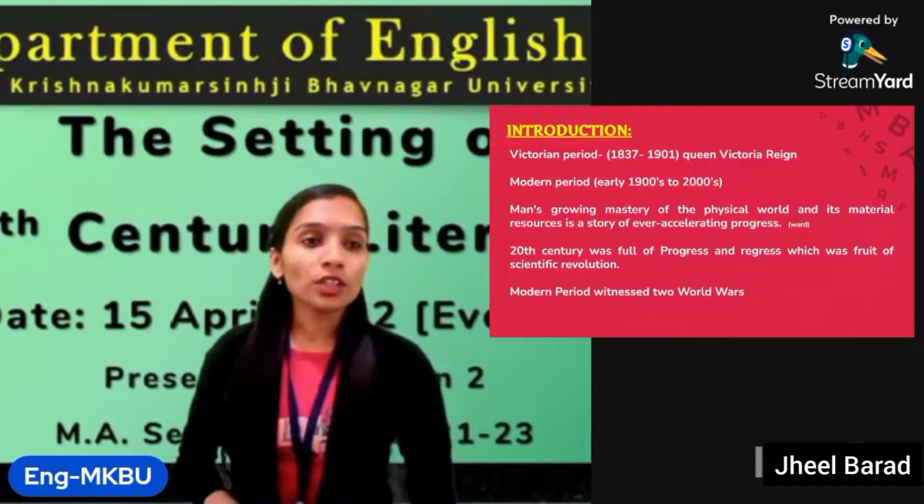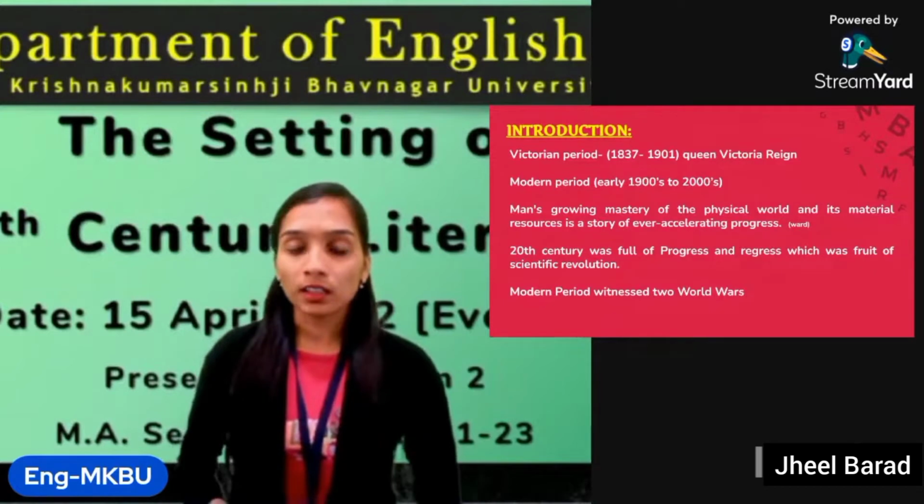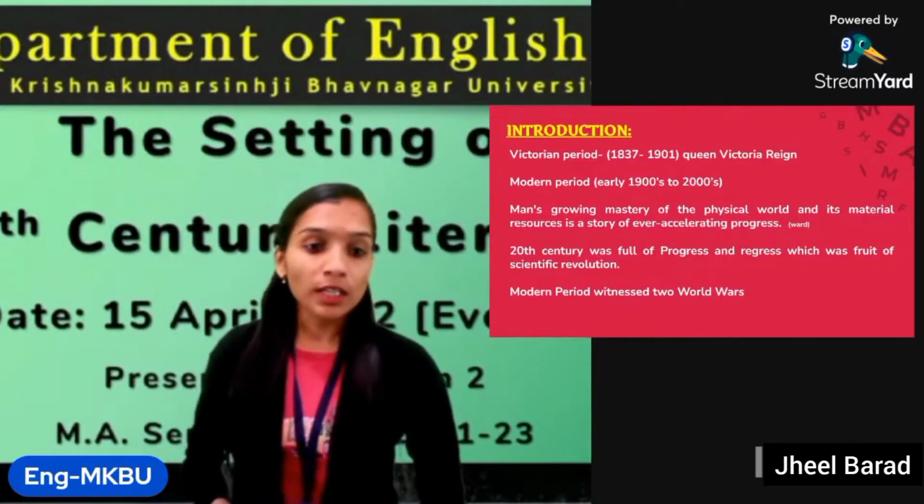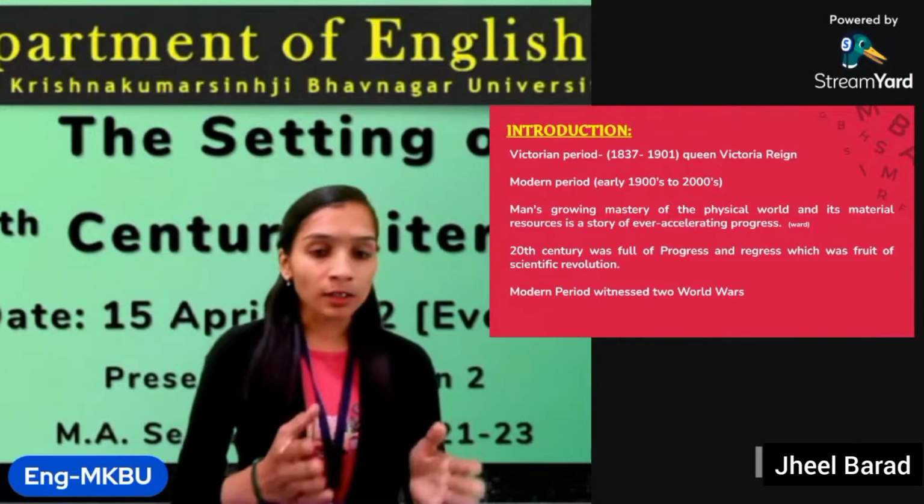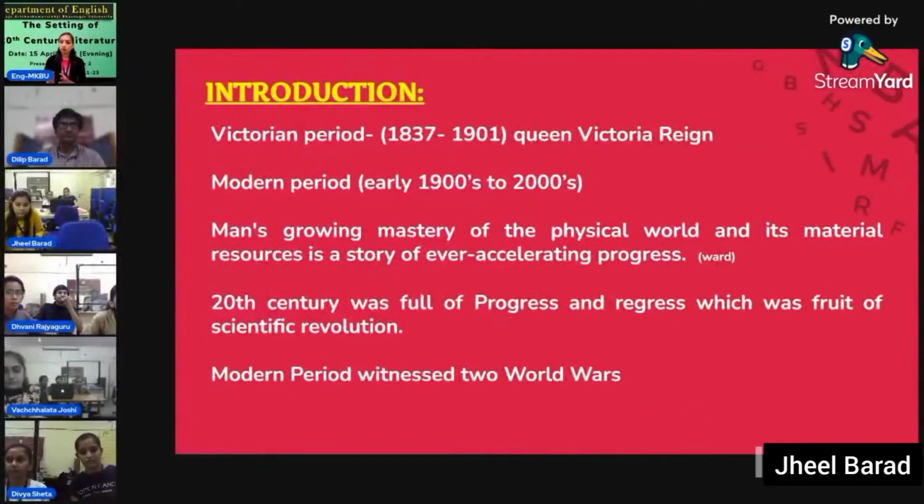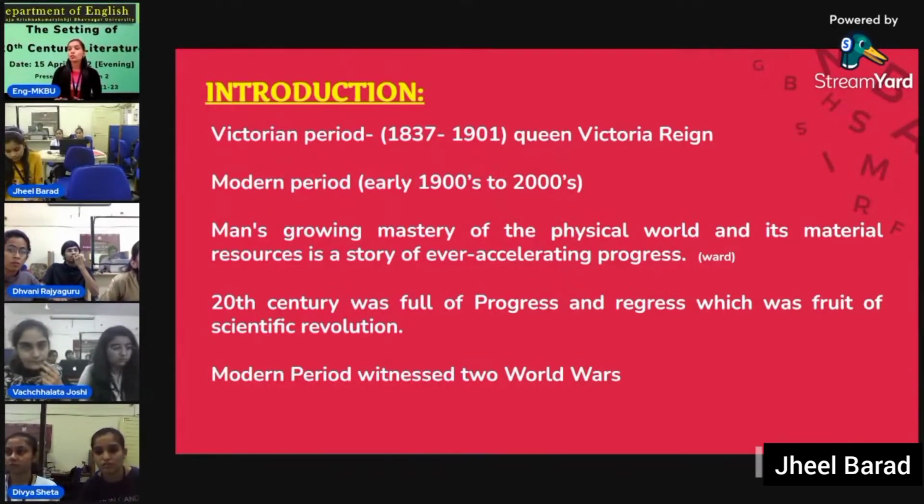Introduction. The Victorian period is considered to be the period in which Queen Victoria ruled. The modern period is the beginning of the 20th century and the ending of the 19th century. We noticed that in the beginning of the 20th century there was progress in technology, a scientific revolution was going on, globalization was increasing, and it is considered to be an ever-accelerating progress. No such progress was noticed or recorded before this period.